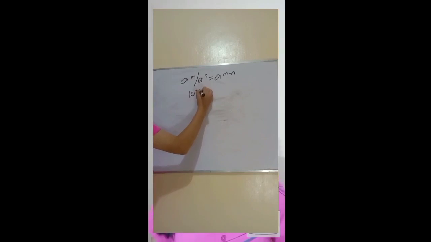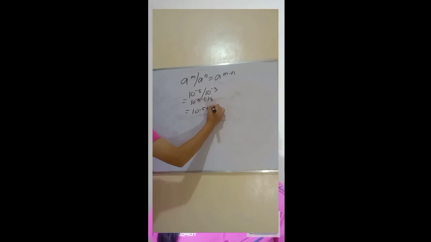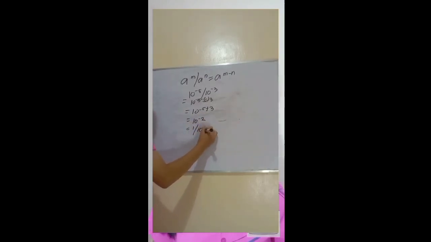Example: find the value when 10 raised to negative 5 is divided by 10 raised to negative 3. This is the answer. 10 raised to negative 5 divided by 10 raised to negative 3 is equal to 10 raised to negative 5 minus negative 3, which is equal to 10 raised to negative 5 plus 3, which is equal to 10 raised to negative 2. The final answer is 1 divided by 100.